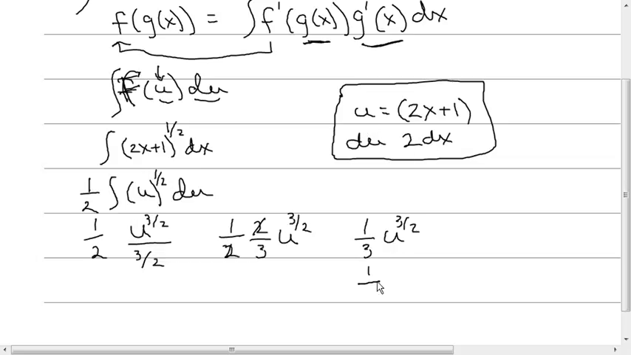We get 1/3 times 2x plus 1 raised to the 3/2 power, plus a constant, and of course always include the constant.